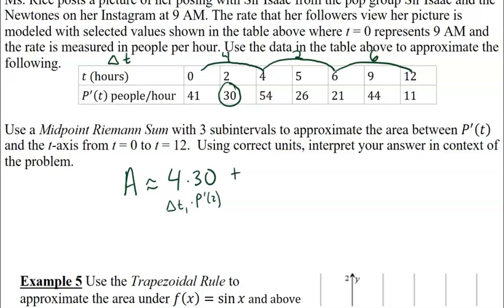Okay, plus, if I was labeling where those numbers came from, and then this one I have a width of 2, and the height of the function at the midpoint of that interval is 26. Okay, and then you can label that if you want. And then the last one goes from 6 to 12, so a width of 6, and has a height of 44. The height of that rectangle comes from the value of P prime at the midpoint 9.